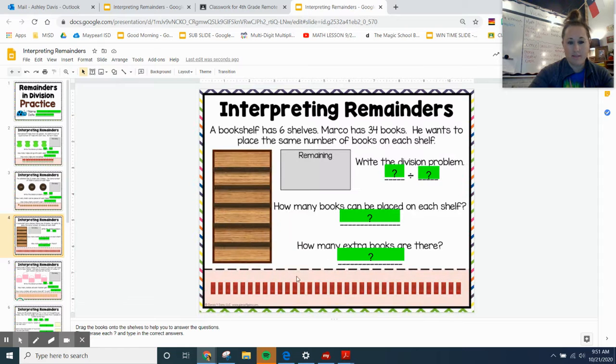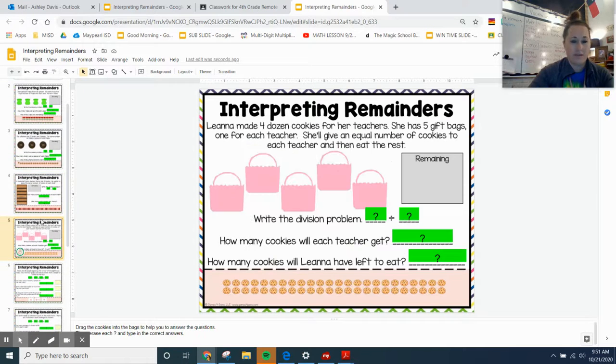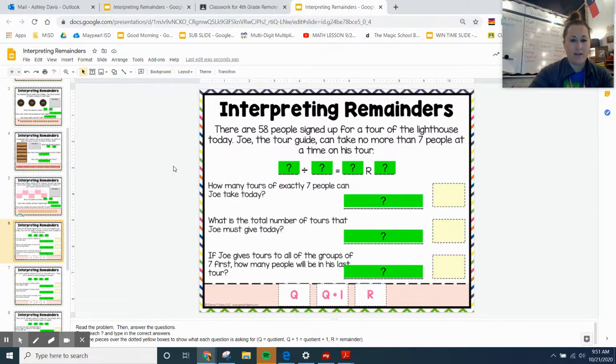Okay, this slide's the same thing, except it's books on a bookshelf. Okay, you're going to put books on each of these bookshelves. And this is the same thing, says cookies in a bag. All right, then we get down here, we're taking the model away.